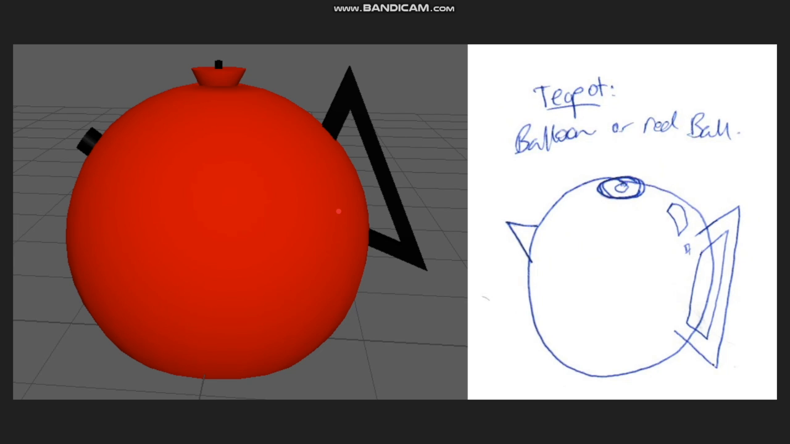From this, I then experimented with the ideas of balloons. I thought it would be an interesting concept to have a balloon kettle, the idea of hot air rising, and the balloon being lighter than air.